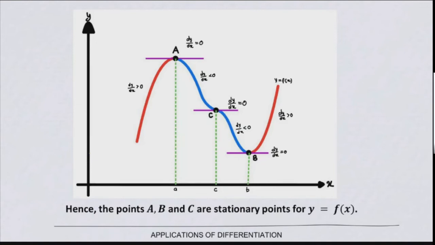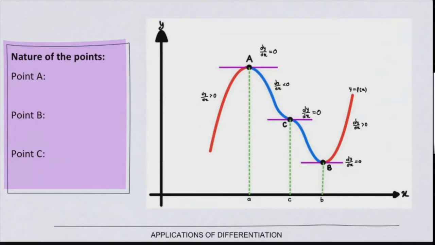As you can see in the graph, there are three points: point A, point B, and point C. All these points have dy/dx equal to 0. What does it mean? It means points A, B, and C are stationary points of this function.